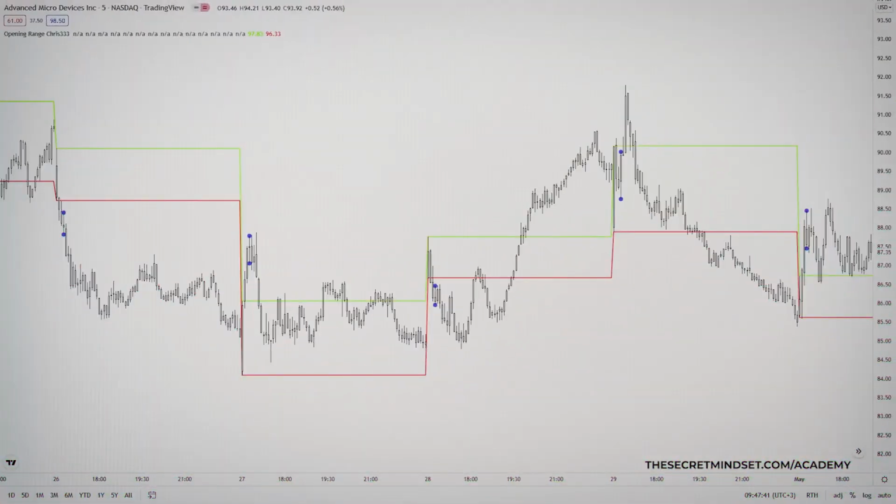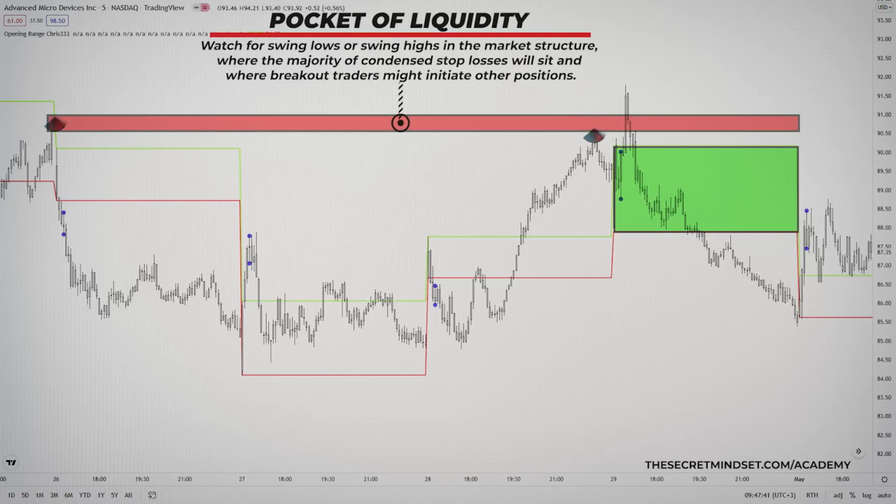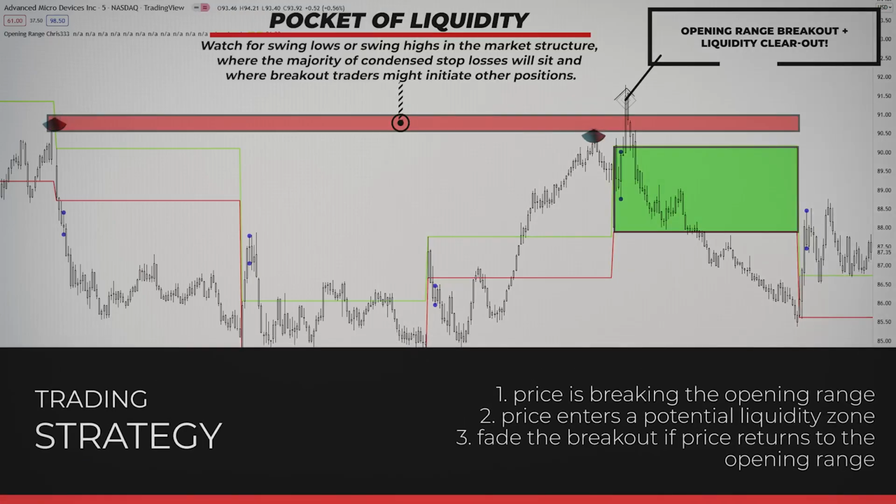Here's a better technique. You need to find pockets of liquidity around the opening range. Watch for swing lows or swing highs in the market structure, where the majority of condensed stop losses will sit and where breakout traders might initiate other positions. If price is breaking the opening range and then enters a potential liquidity zone, which could be targeted by smart money, you fade the breakout. You enter in the opposite direction.